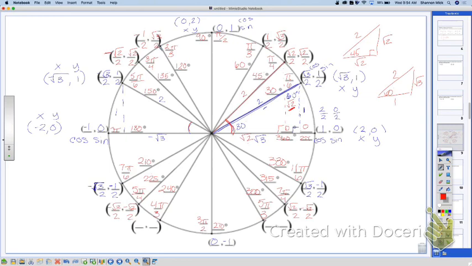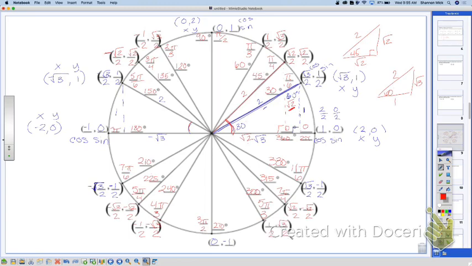And what about negative, negative? And what about positive, negative?